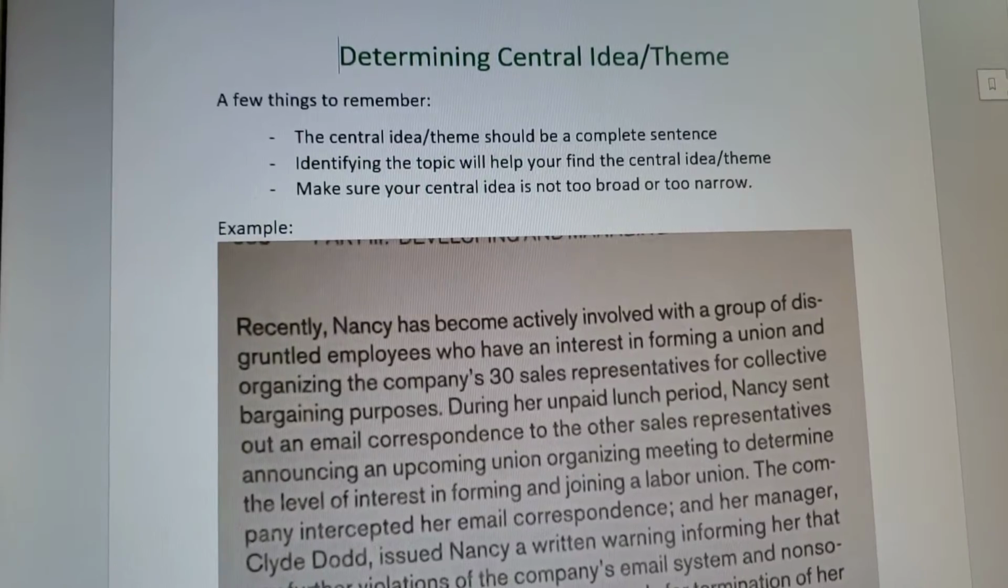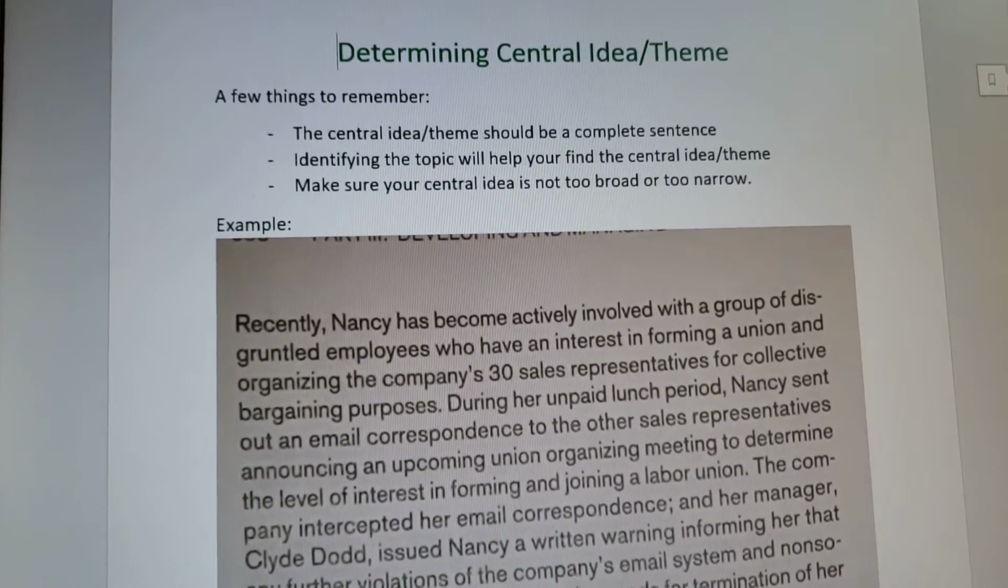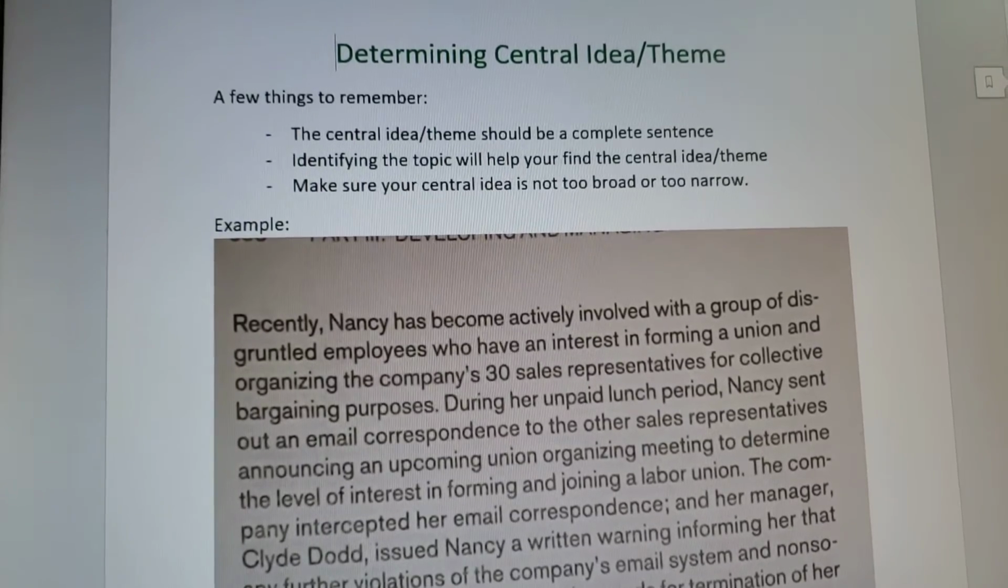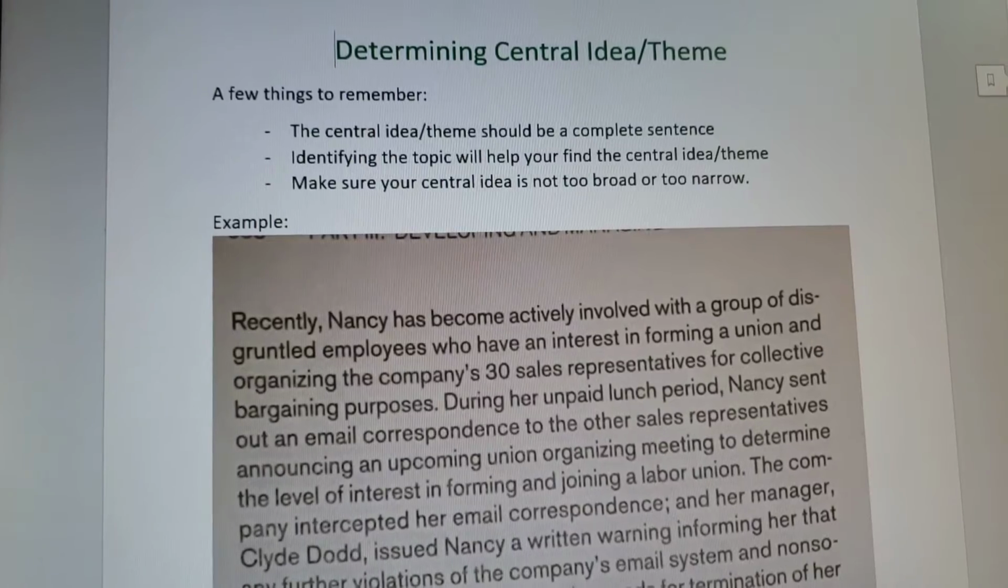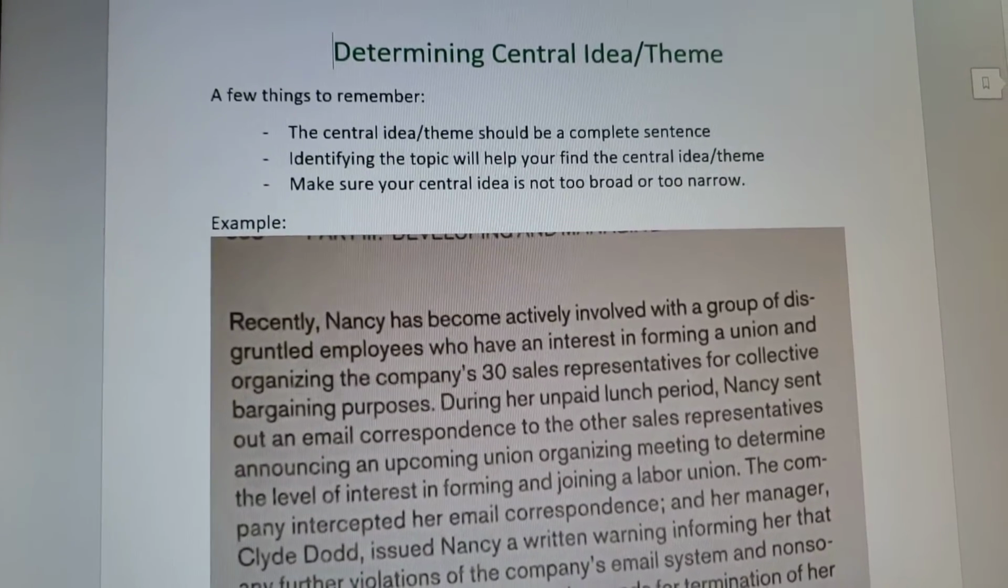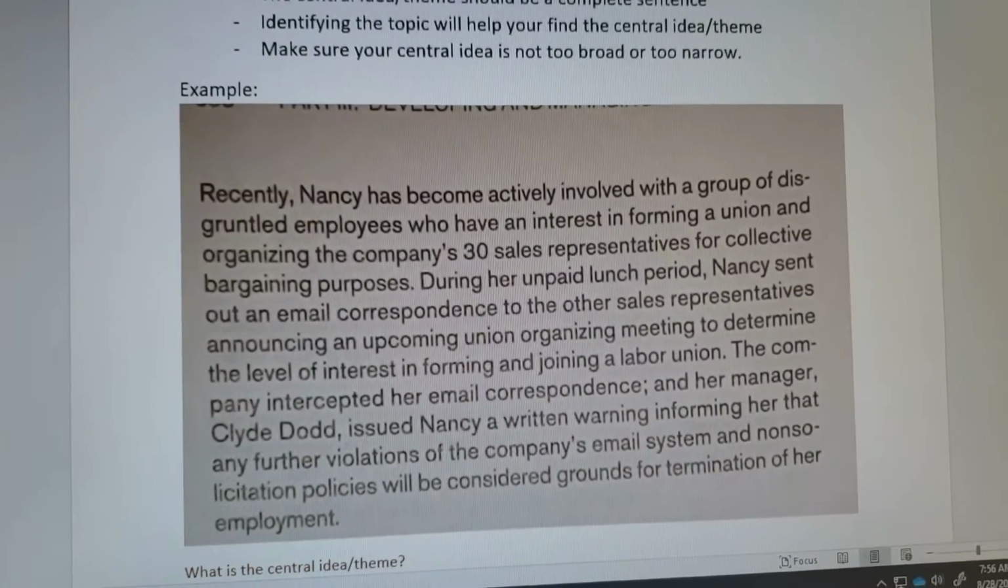So you can use your topic to identify the central idea or theme, but that is not necessarily going to be the central idea and theme. Also, make sure that your central idea is not too narrow or too broad. We're going to take a moment and just look at this passage right here.